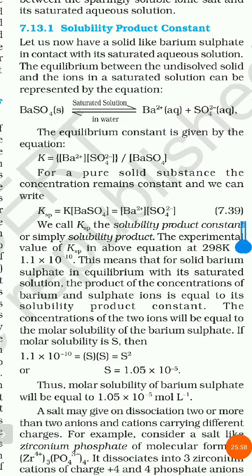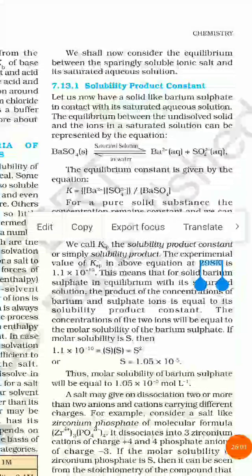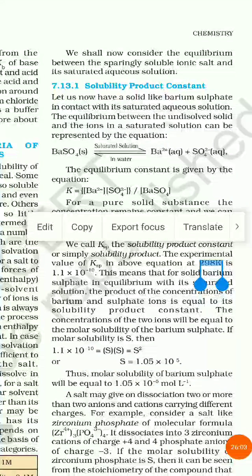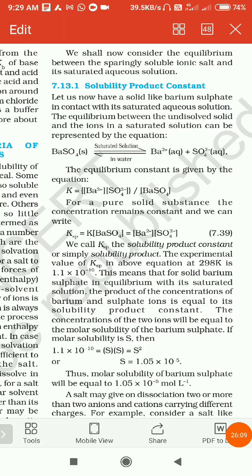At what temperature is this happening? The above equation is happening at 298 kelvins. That means the solubility product value is 1.1 into 10 power minus 10. That means barium sulfate is decomposing, and barium 2+ and sulfate ions are forming. So during this reaction, what energy is releasing? The solubility product will be 1.1 into 10 power minus 10.